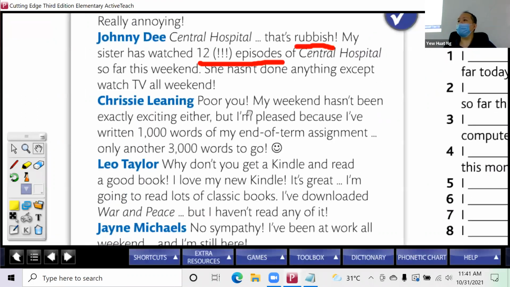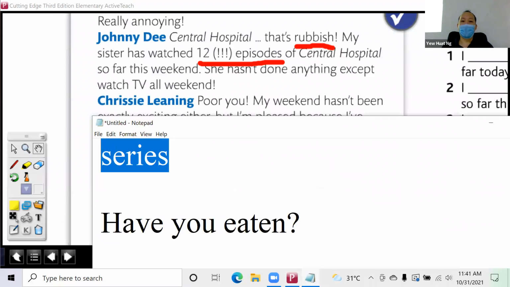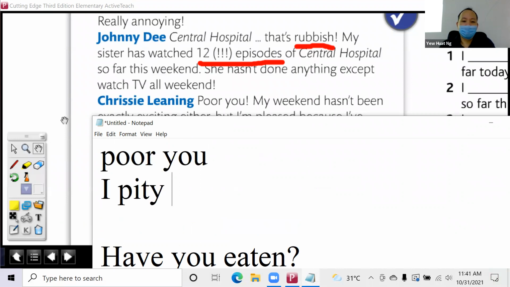Poor you. What is poor you? It's different. Poor you and pity you, but in Chinese it's the same, I think so, yes. But in English we say poor you, 你很可怜. But we don't really say pity you. Why not? What is the difference between poor you and pity you?